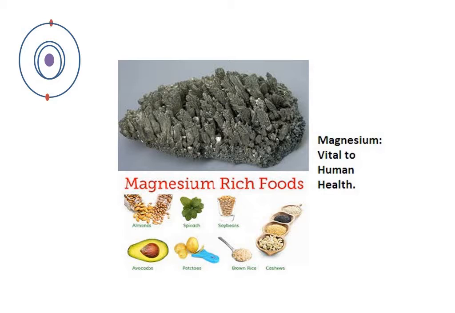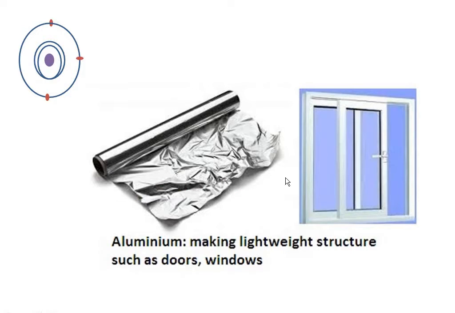Second is magnesium. Magnesium we can also find in many kinds of fruit. It is vital to human health. Third is aluminum. Aluminum has 3 electrons in the outermost shell. Aluminum is used to make lightweight structures such as doors, windows, and food wrap.